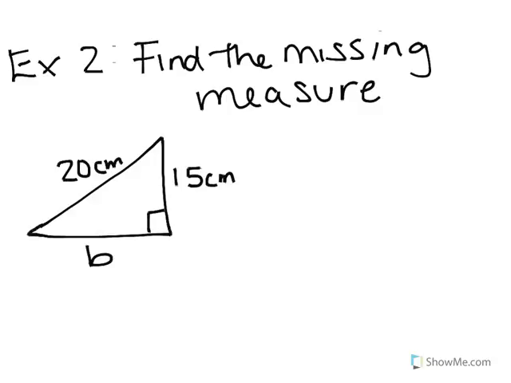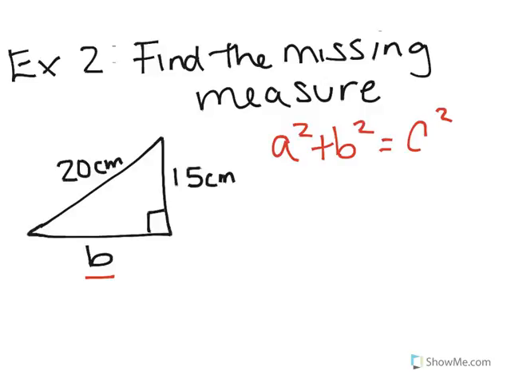All right, so all I did is I switched the triangle in the opposite direction, and I'm asking to find the missing measure of b this time. Again, we're going to use the formula of a squared plus b squared equals c squared. Okay, and I'm going to label my sides.